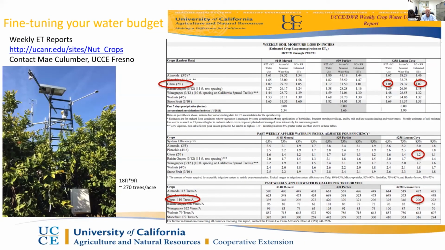For nut crops and citrus here in the San Joaquin Valley, we have farm advisors who provide weekly crop water requirements for major crops in the region. That could be another way I can estimate how much I need to apply. For example, in this case, I can look at the actual ET over the last week and say, okay, it was about 1 inch. So I need to apply 1 inch this week.